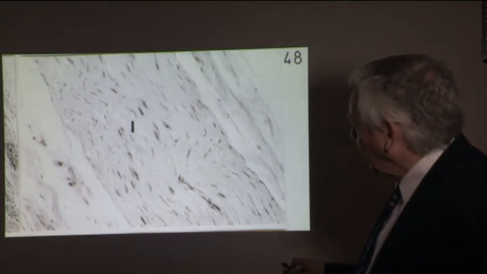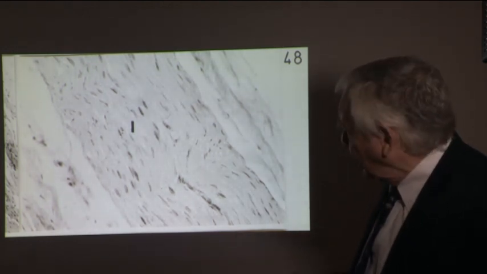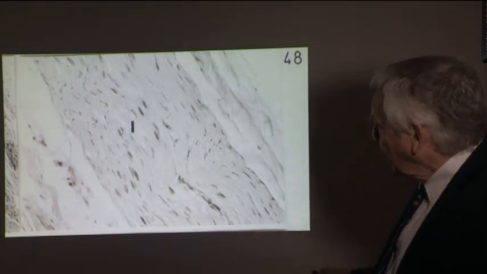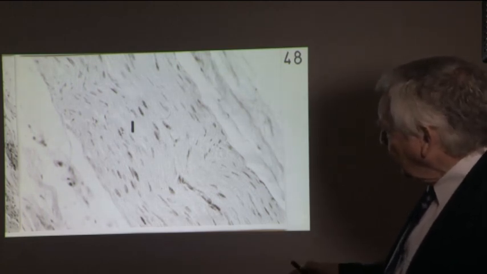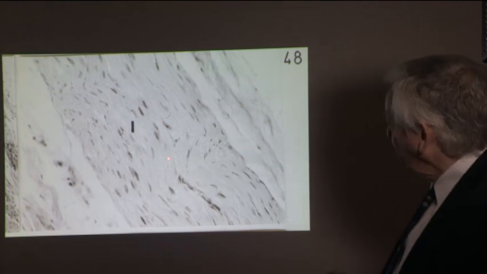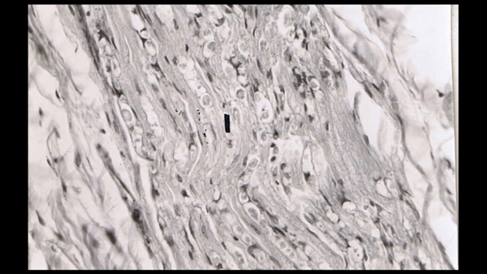So this is a closer, high magnification of the normal nerve fibre, which will be contrasted in the next slide. Once again, this is multifocal demyelination. It may appear to be subtle and not of great significance, but it's sufficient to produce clinical signs.